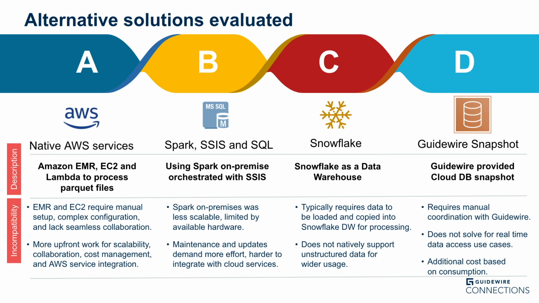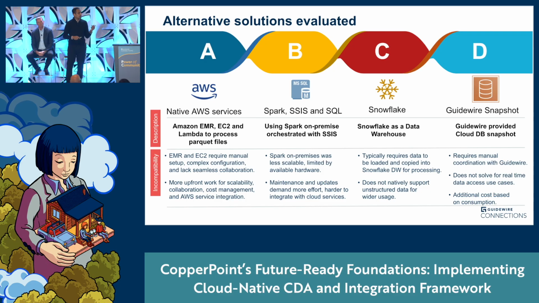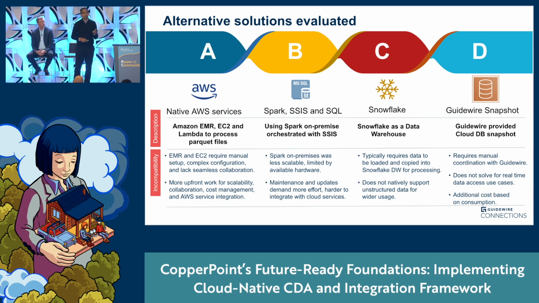We have SSIS jobs running on-prem. Why not just use an SSIS plugin to process the Parquet files and provide the data to our warehouse? The problem in doing that is it is limited to the available hardware that we have in our data center. So it cannot scale with the data expansion that we are going to see in the next few years, right? And then we also observed that it was harder to integrate SSIS with our existing cloud services that we have hosted in our cloud environment.